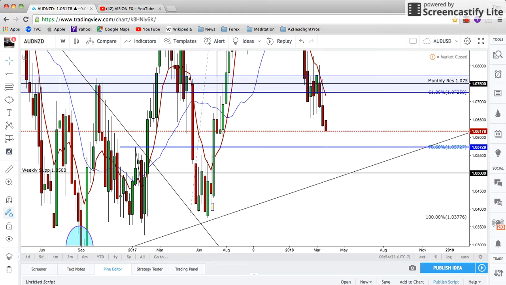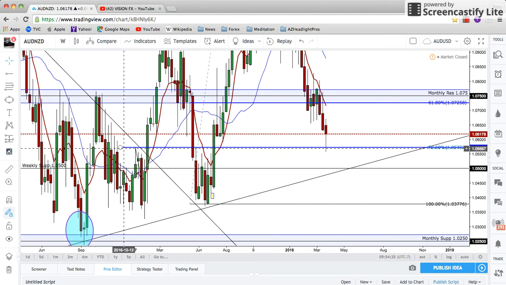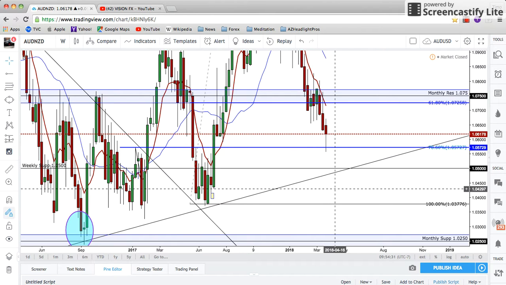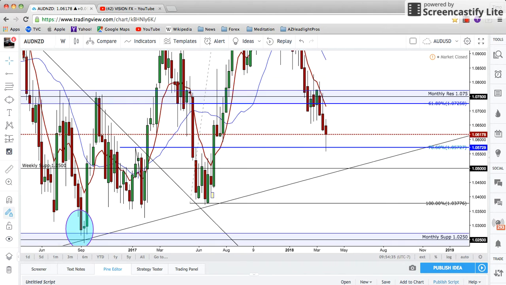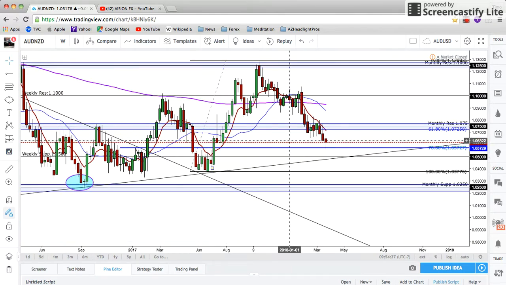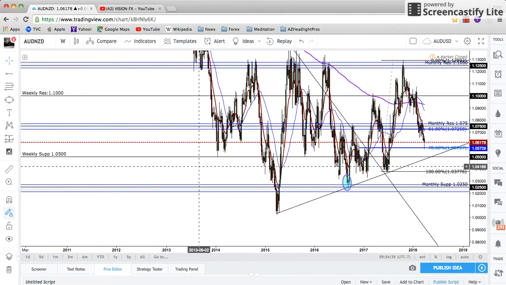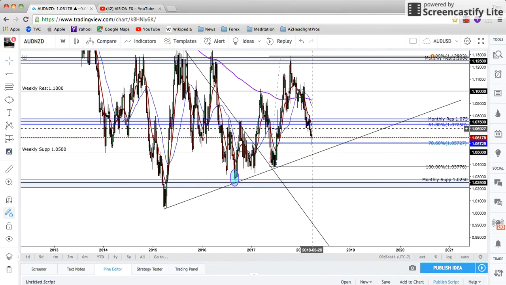So this upcoming week, guys, I'm definitely going to be watching these levels here to see what happens, because if we get a weekly closure below this, if we break weekly support of 1.0500 as well as the trend line, even though I don't like to short low, this is definitely going to continue bearish.